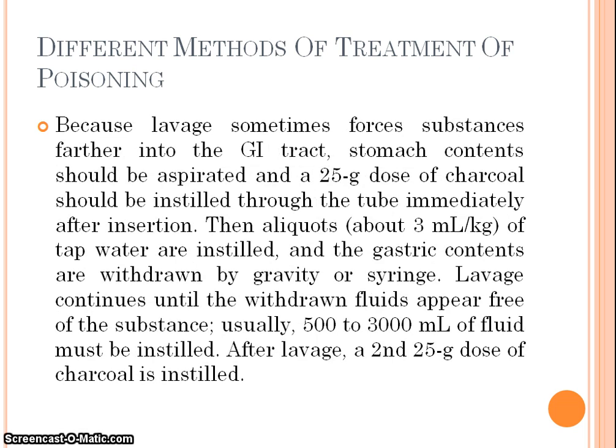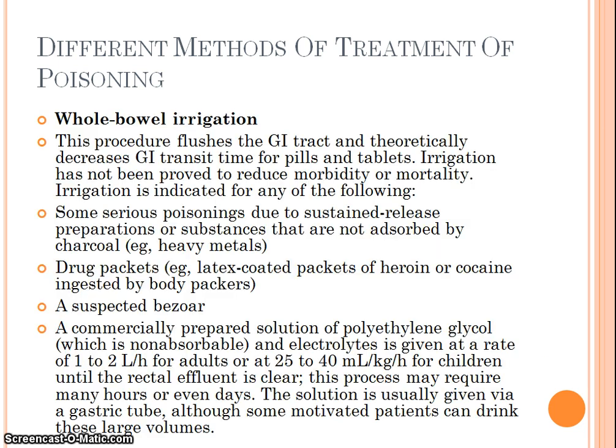Because lavage sometimes forces substances further into the GI tract, stomach contents should be aspirated and a 25-gram dose of charcoal should be instilled through the tube immediately after insertion. Then aliquots of about 3 ml per kg of tap water are instilled and the gastric contents are withdrawn by gravity or syringe. Gastric lavage continues until the withdrawn fluids appear free of substance. Usually 500 to 3000 ml of fluid must be instilled. After lavage, a second 25-gram dose of charcoal is instilled.